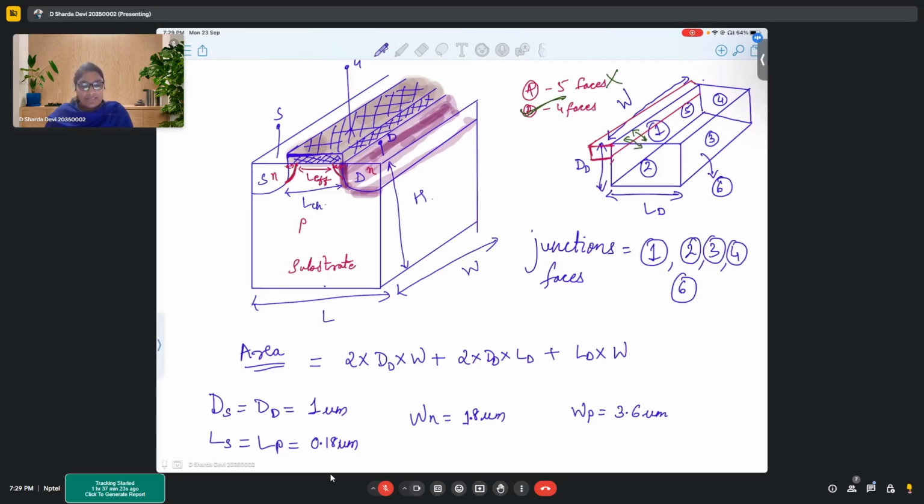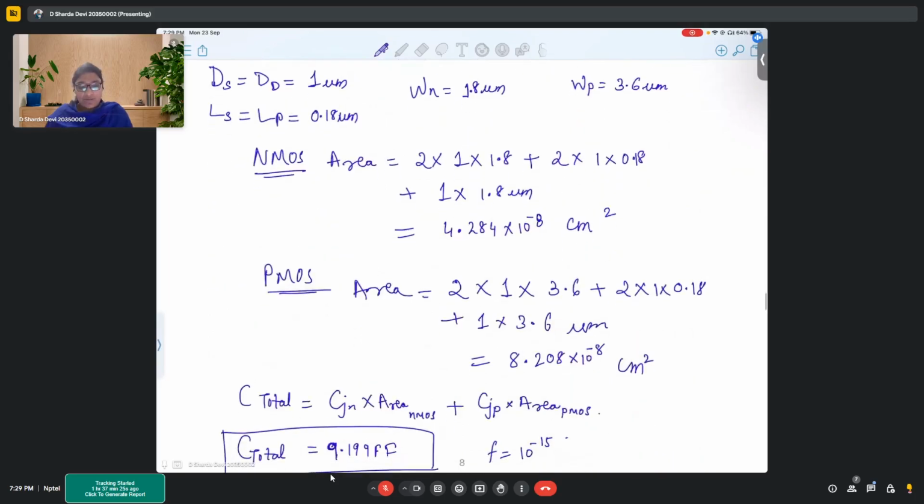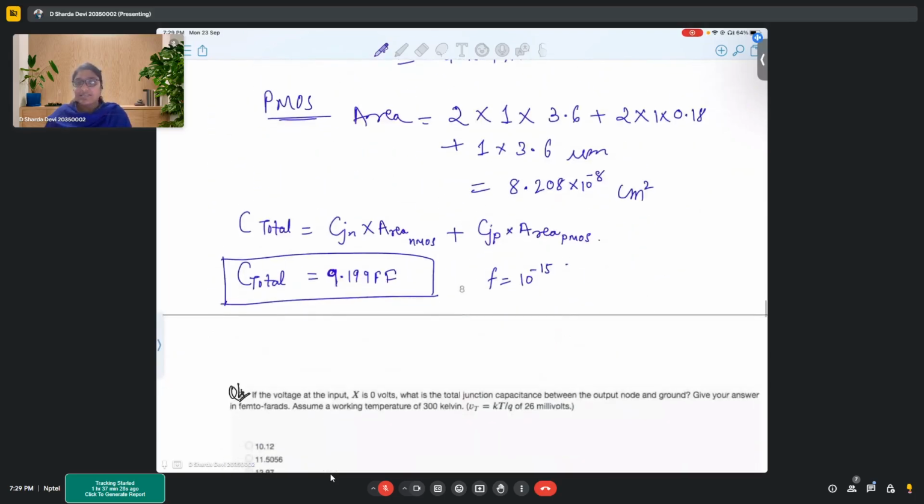Okay, but I understand this problem is very big. So there are chances that in exams like GATE, this lengthy problem won't be there. But there might be a possibility where junction capacitance per unit area is given, and you have to find the areas and find the total capacitance.